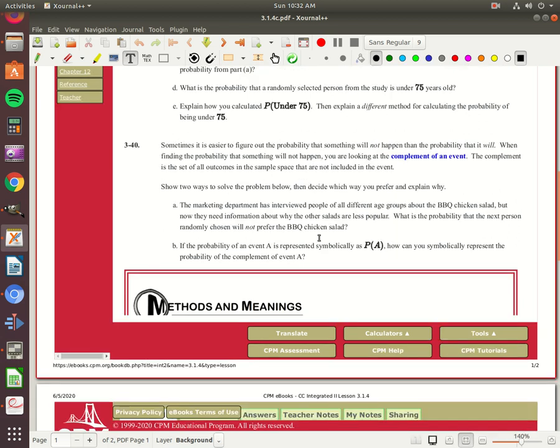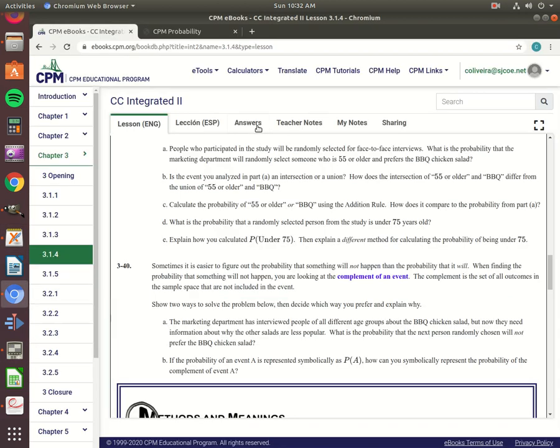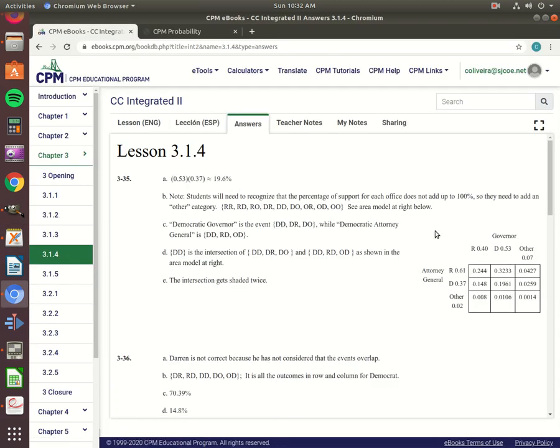The marketing department has interviewed people of all different age groups about barbecue chicken salad, but now they need information about why the other salads are less popular. So what is the probability that the next person randomly chosen will not prefer the barbecue chicken salad? Well, let's go ahead and look at that. Let me go to the answers here because I want to have this table, and I deleted mine like an idiot.